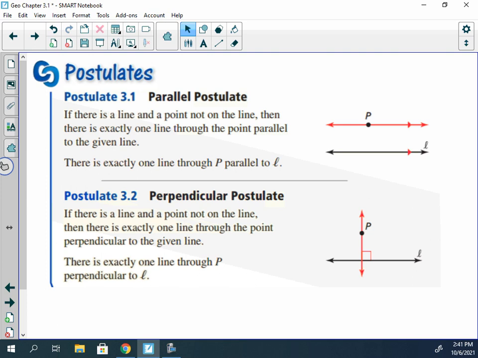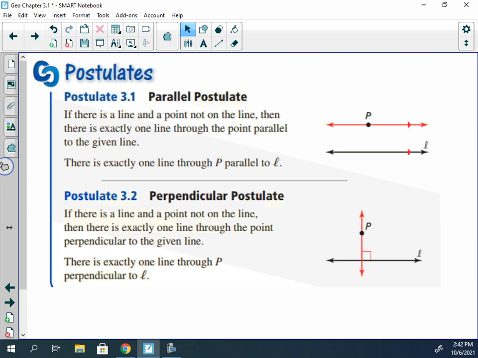It's a convoluted way of saying, if I have a line and a point, I can only draw one line through it that's going to be parallel to the given line. Also, the perpendicular postulate states if there is a line and a point not on the line, then there's exactly one line through the point that's perpendicular to the given line. So given a line and a point, I can only draw one line through it that's going to be parallel and one line that is perpendicular. And that's all these are saying.